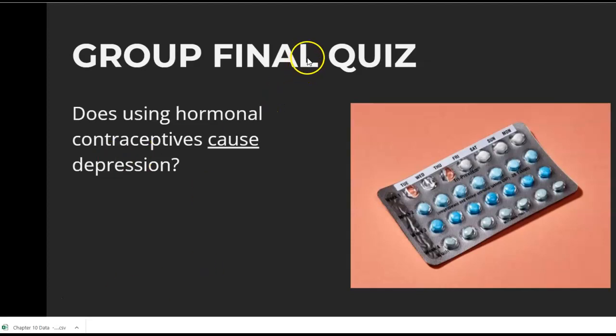Sorry, it says group final quiz. This is the group practice quiz that you're doing there. All right, and then there will be instructions on Blackboard for the rest of it.